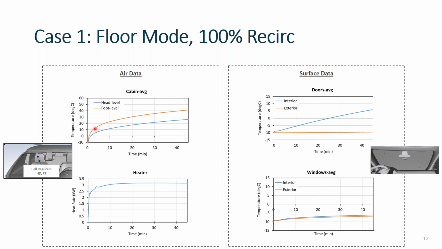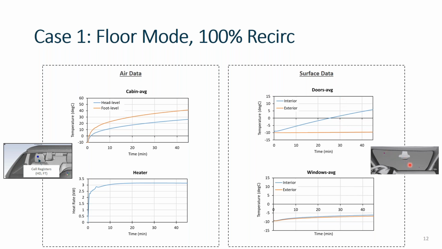And here you can see the temperature results for our cabin. So head level in blue, foot level average cell register data in orange. Of course, in floor mode, our foot level temperatures are quite a bit warmer than our head level temperatures. Heater heat rate here from GT, and over here on the right, some surface temperature data. Of course, not all the data, but I'm highlighting some of the key data points here.